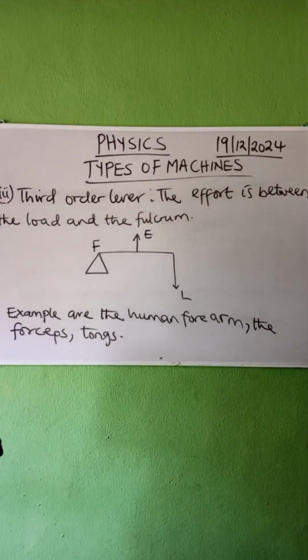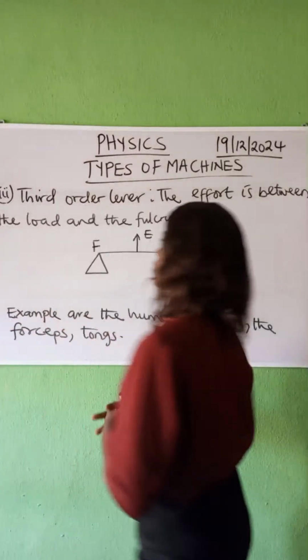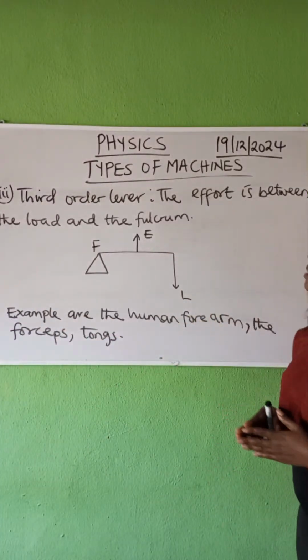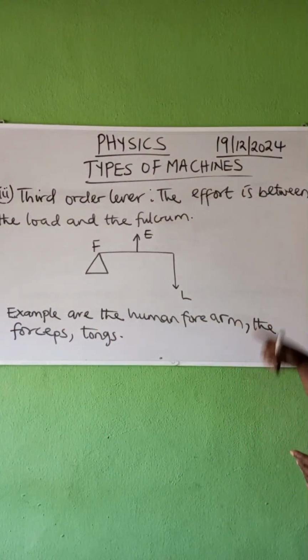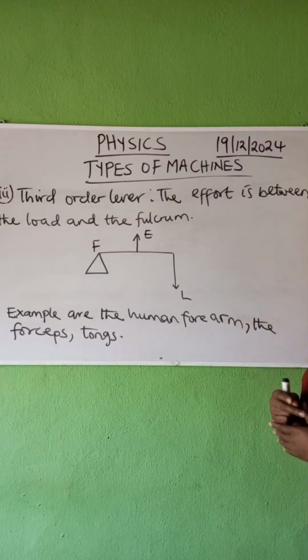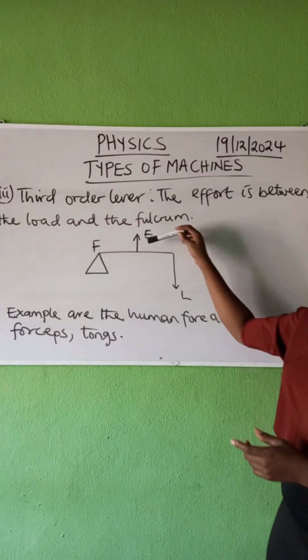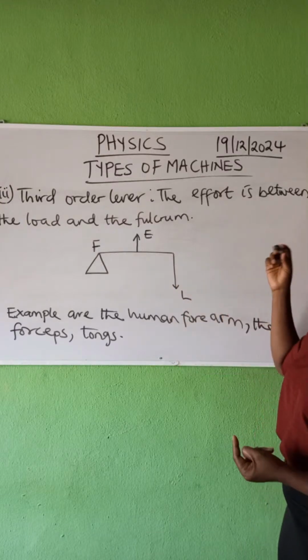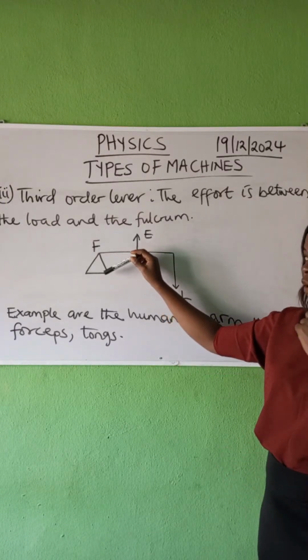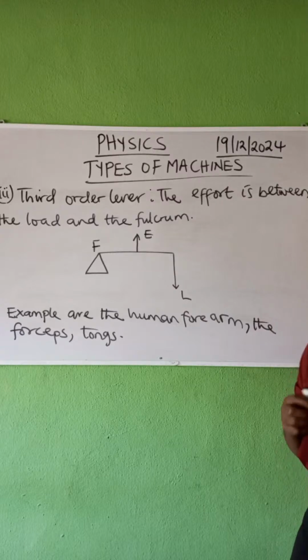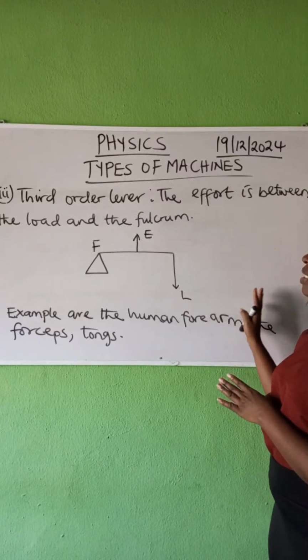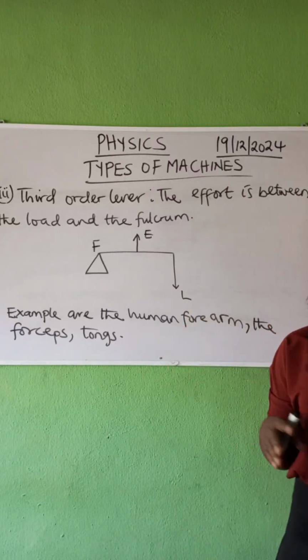All right. Now the next one, which is the third order lever. We have that the effort is between the load and the fulcrum. Now, what do I mean by that? We have our energy, which happens to be our effort. Now we have the fulcrum, and we have the load. So this type of machine is classified under third order lever.